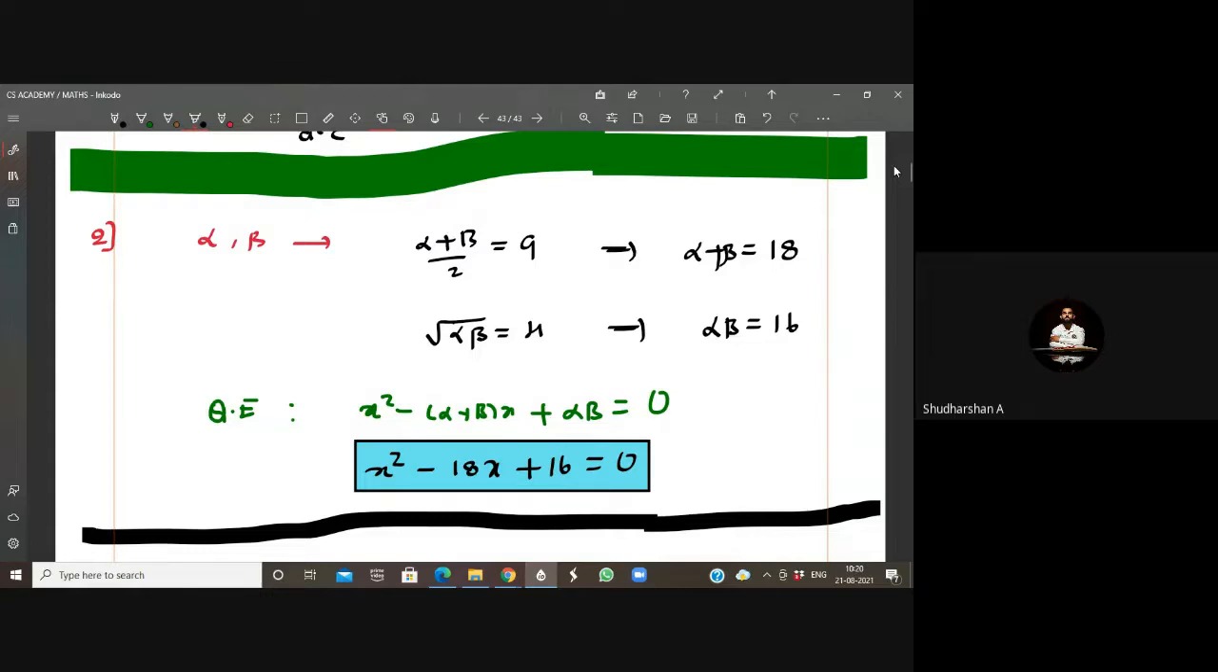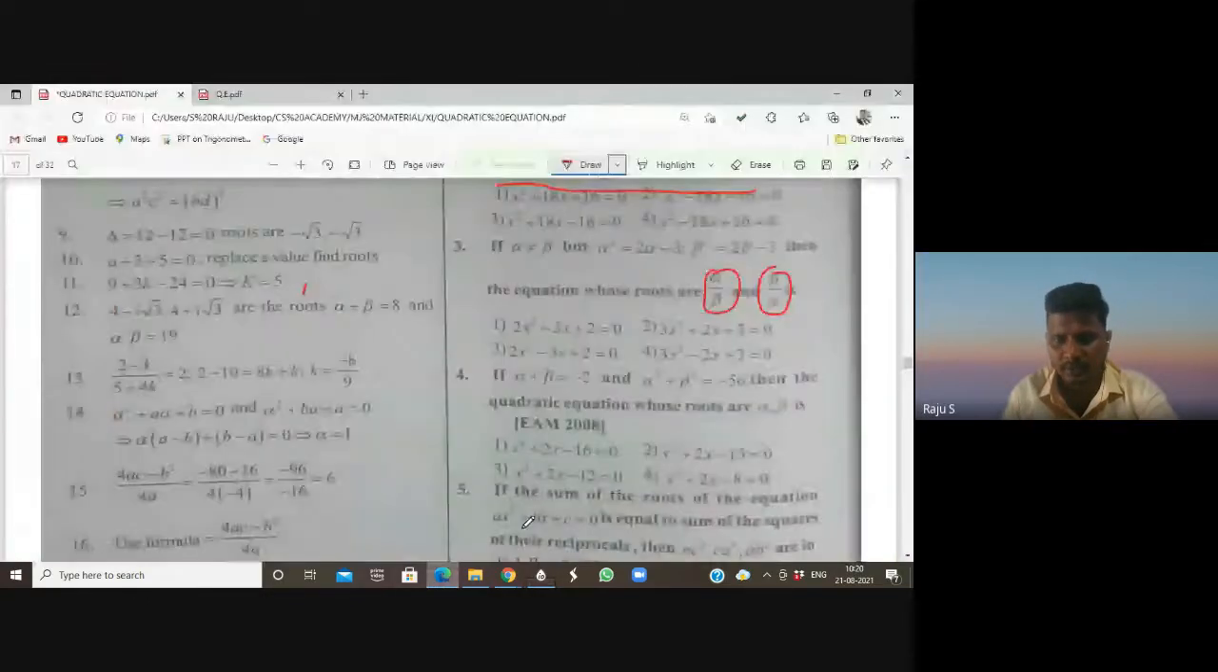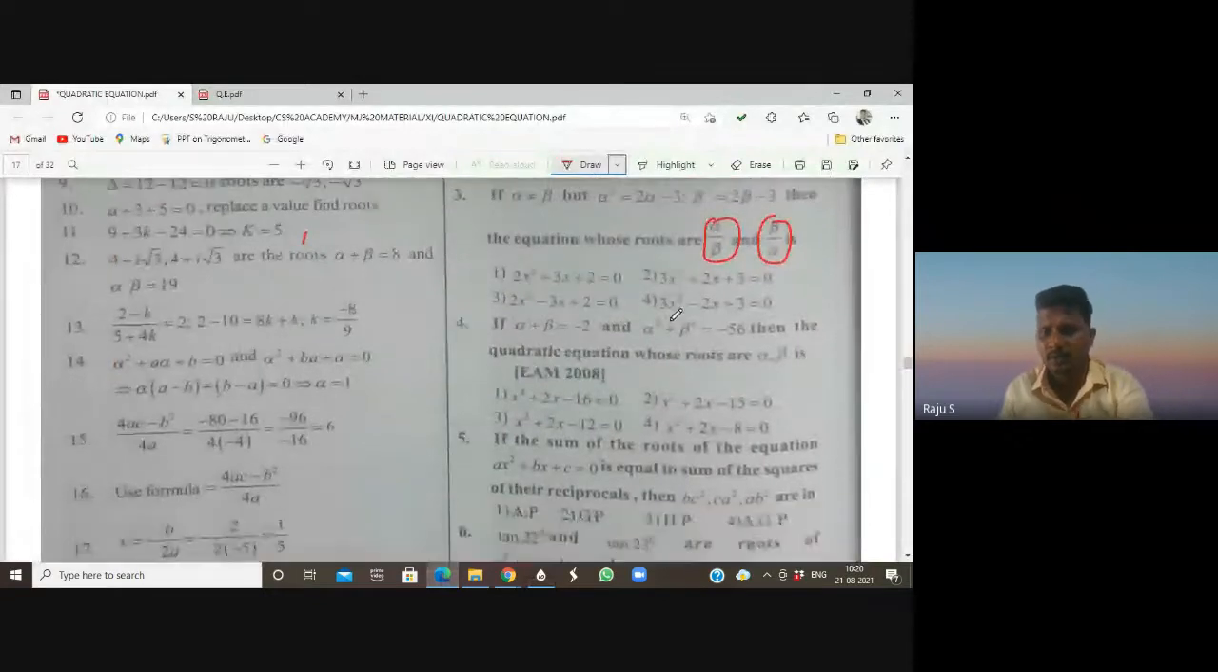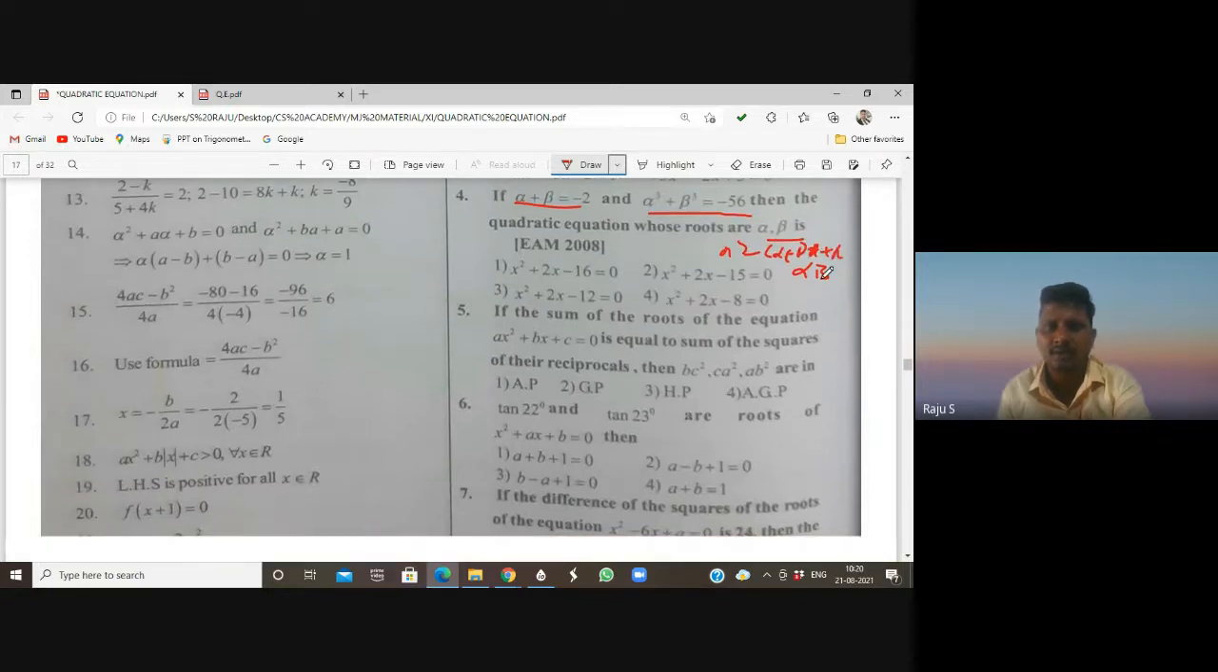Okay, right. The next one is: alpha plus beta is given, alpha cube plus beta cube is given. Then find the quadratic equation whose roots are alpha, beta. See students, alpha plus beta is already given. With the help of alpha cube plus beta cube, using the a cube plus b cube formula, you have to find alpha into beta. Then x square minus (alpha plus beta, already given) into x plus alpha beta. Okay, that we can do.